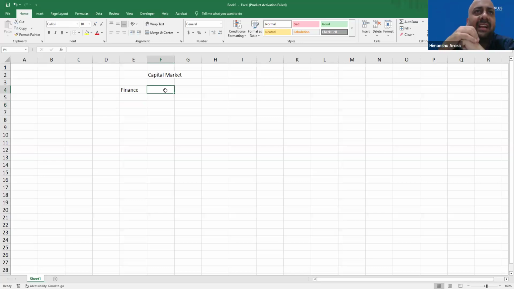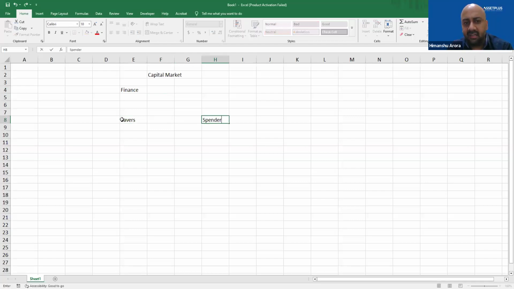So what exactly is finance? Here we are starting now. Finance is primarily, there are two kinds of participants in the market. One is called a saver and the other is called a spender. There are certain examples of savers. For example, the households or the individuals like you and me are the savers.